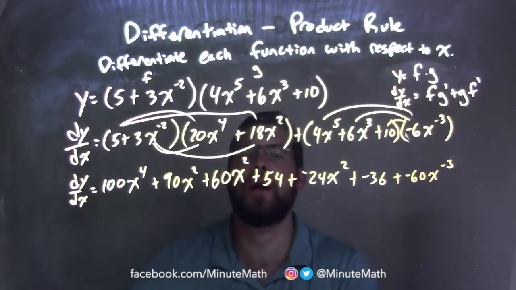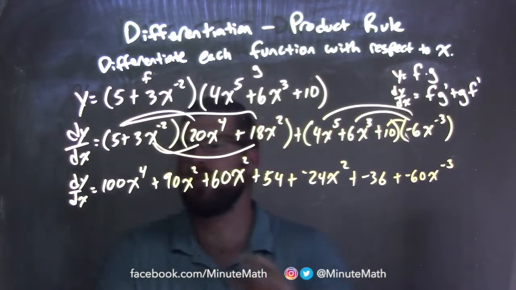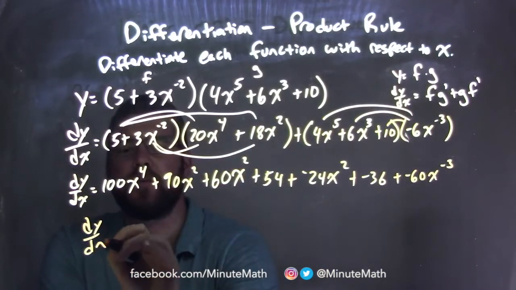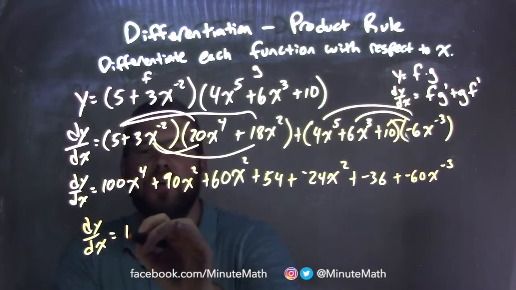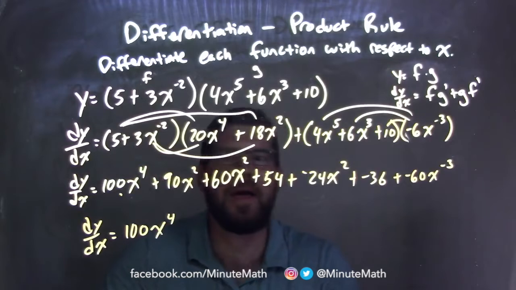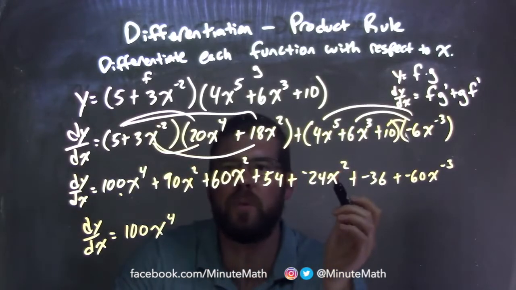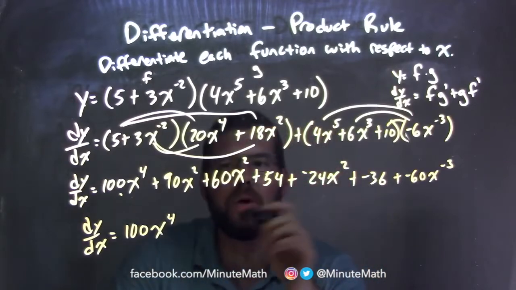So now we need to rearrange and put our highest degrees first. The highest degree I see in dy dx here is the 4th power. So we have 100x to the 4th power. Now the next highest power is x squared. So we have 90x squared plus 60x squared plus a negative 24x squared.